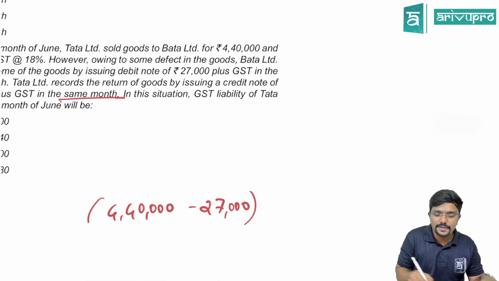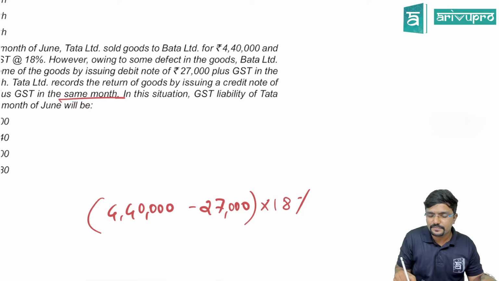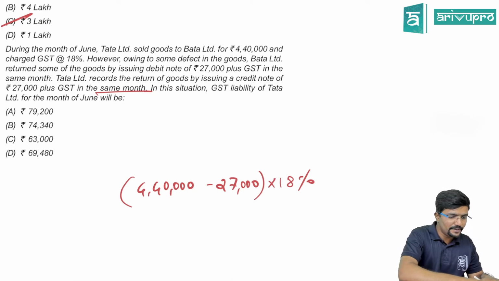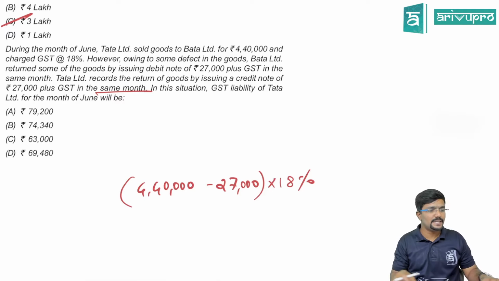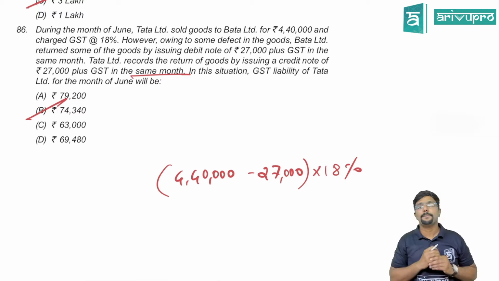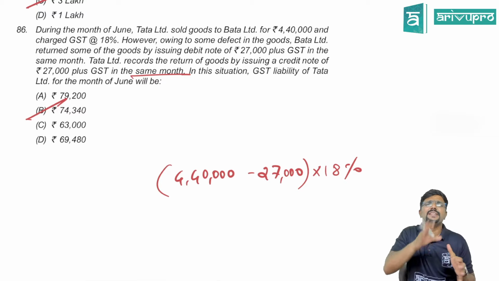Then on this, they have to pay 18%. That is the supplier. So 4,40,000 minus 27,000 into 18%. They have to pay 74,340. Please be careful, because the return has happened in the same month.